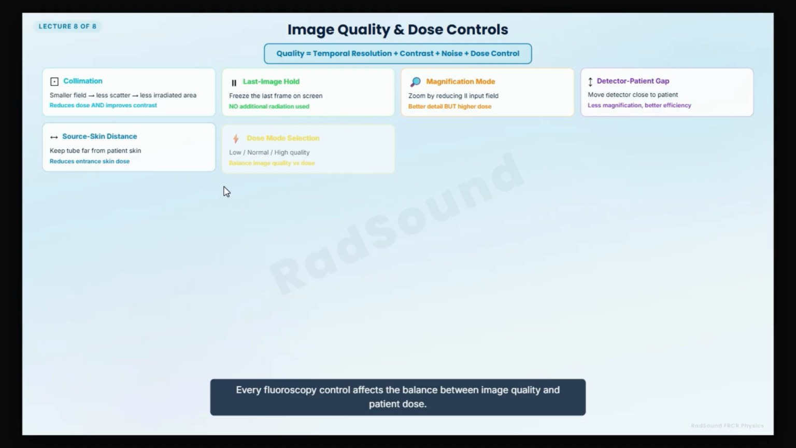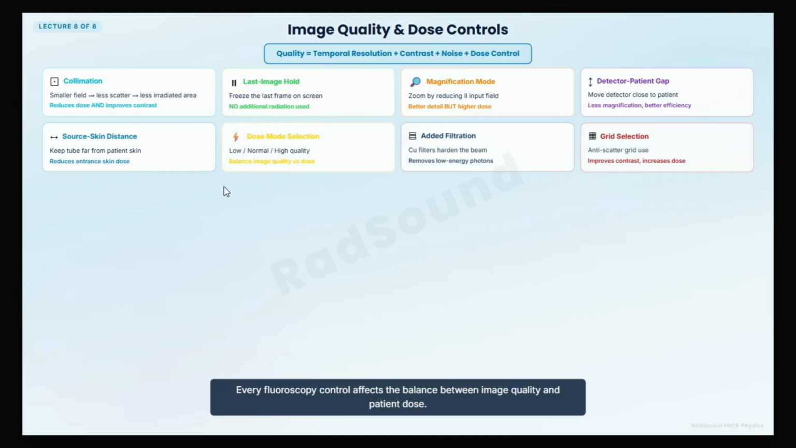Source to skin distance: keep it a bit far from the patient so that you minimize the entrance surface dose, or entrance skin dose, ESD. That will go down also. Dose mode selection: low, normal, high quality. Balance the image quality and dose. Add filtration, sometimes you add copper. The copper helps to harden the beam so that it becomes more intense, removing low energy photons. Grid selection: a scatter grid is used to improve contrast by removing scatter, but at the same time it increases dose.